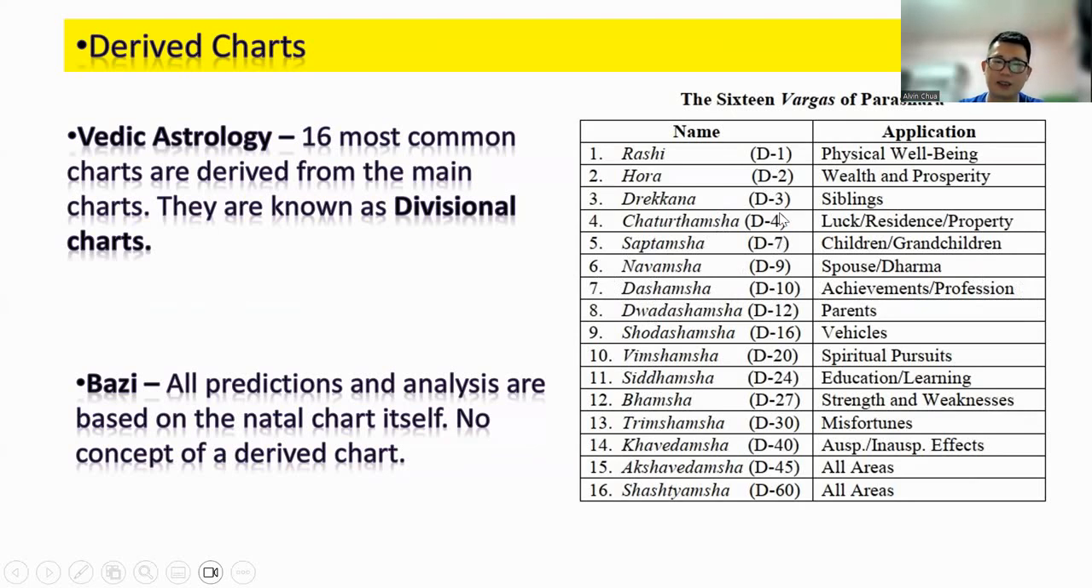And likewise, we predict about the parents. Then we want to confirm certain things. We zoom in on the D12 chart, which is specifically for parents matters. So there's this concept of divisional chart in Vedic Astrology. But for Bazi, no, there's no such thing. In Bazi, we straight away just depend on that natal chart, the Bazi chart, to derive and make predictions. This is another difference between the two systems.